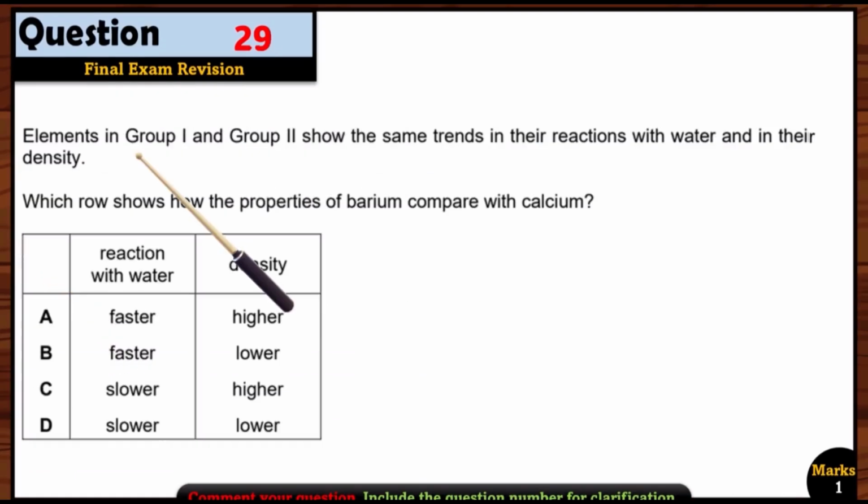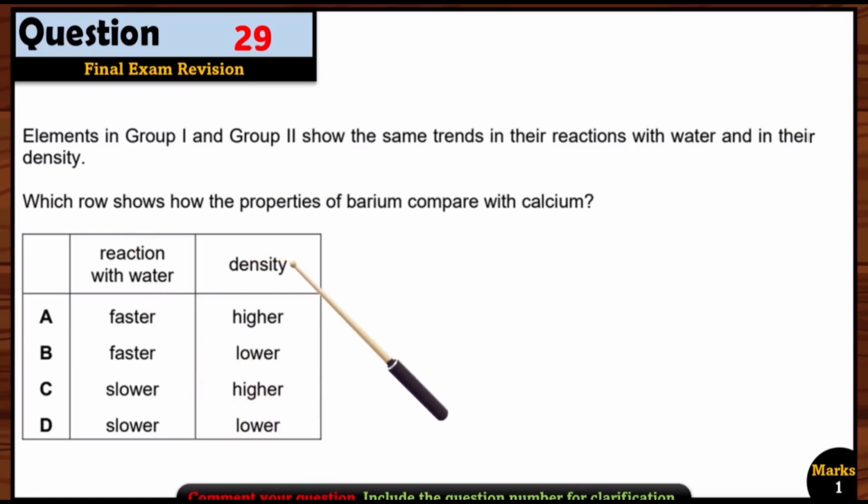Question 29. Elements in group 1 and group 2 show the same trends in their reaction with water and in their density. Which row shows how the properties of barium compare with calcium? So barium, let's see in the group. The barium is at the bottom of group 2, whereas calcium is on the top, right? It is in the fourth period. So let's see now reaction with the water. Because the reactivity increases down the group, barium's reaction will be faster with the water. A or B option can be right.